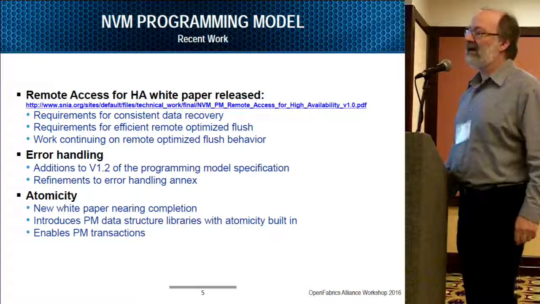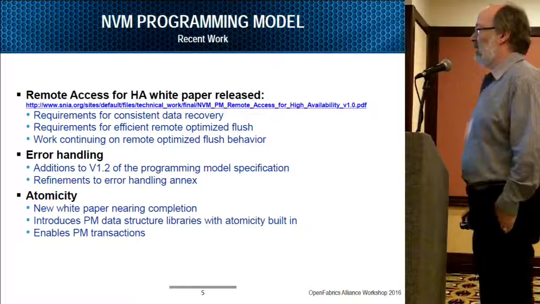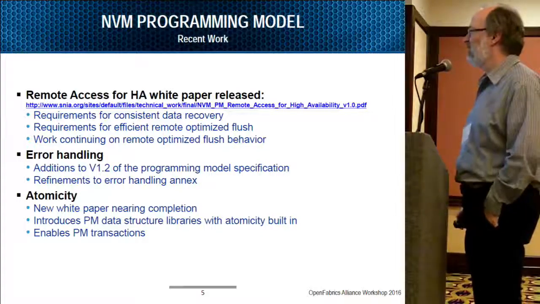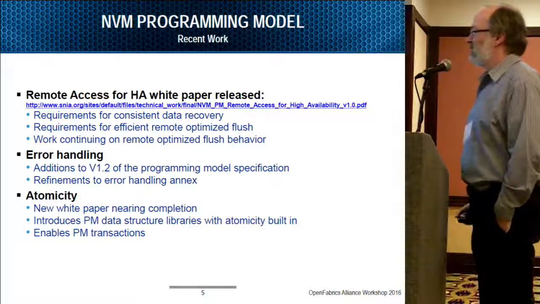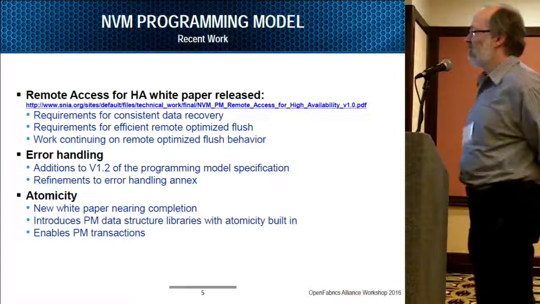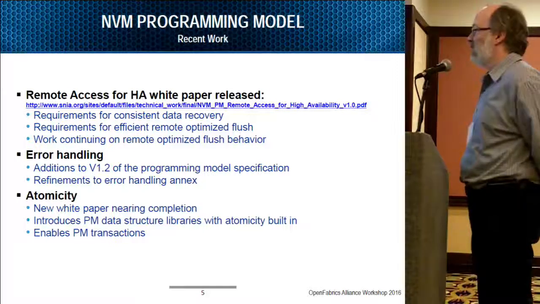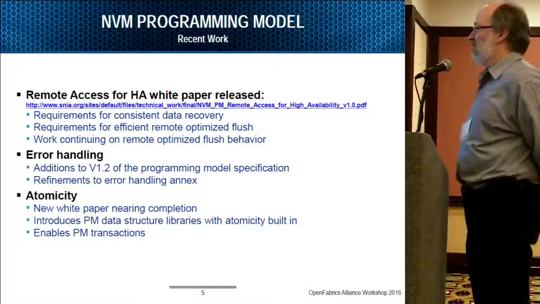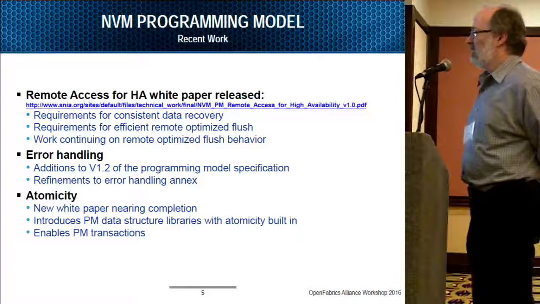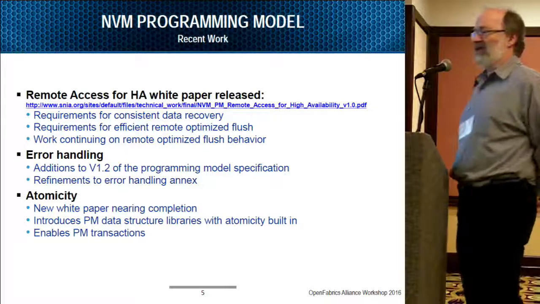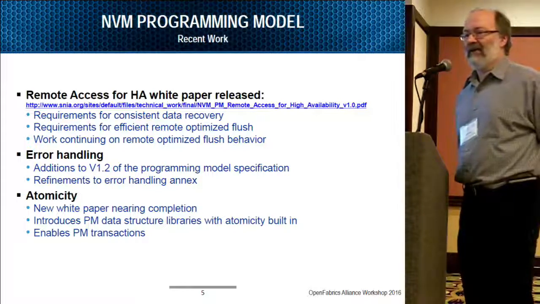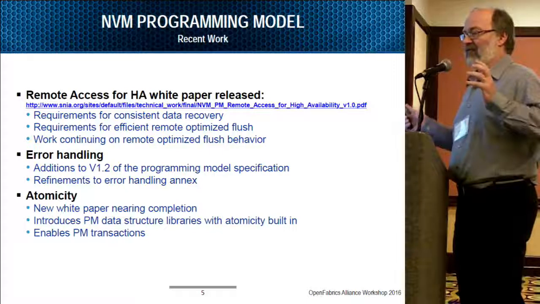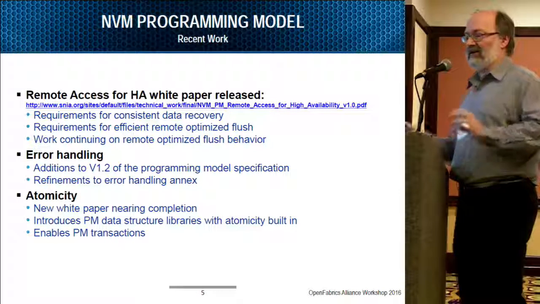What have we been doing lately? We recently finalized the remote access for high availability white paper. There's a pointer to it there, in the very fine print. It deals with what kind of real-time flow you need in order to be able to recover, what the requirements are to get consistent recovery, and how we can make that as efficient as possible. In some ways this frames up a problem statement, and that's really what we've been talking about for a couple of years: let's frame up the remote access problem statement and get the industry working on it.